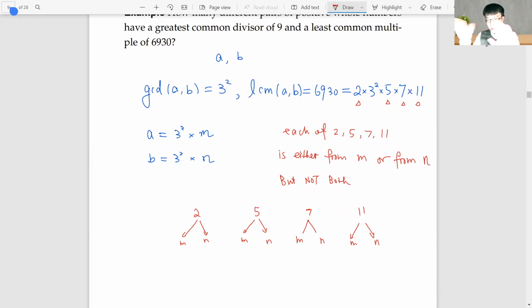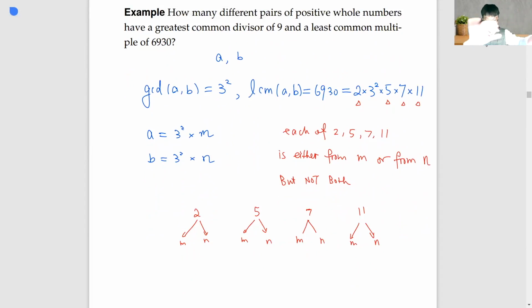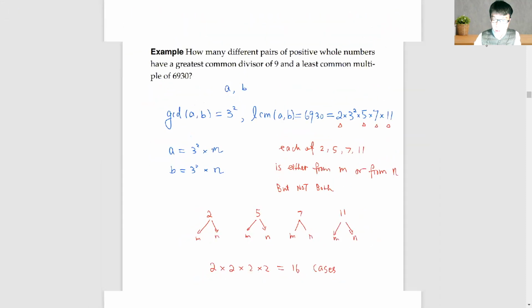Each number has two choices where it goes to, right? So totally there are 2 times 2 times 2 times 2 equals 16 cases. Every number has two choices. There are 4 numbers, so there are 4 2's multiplied, 16 cases. Okay, 16 cases. But let's read the question more carefully.